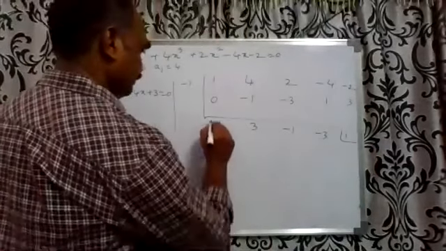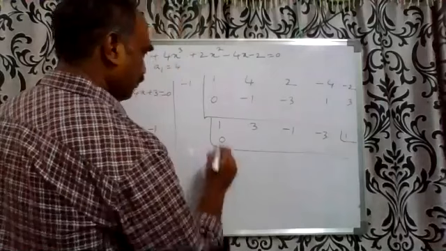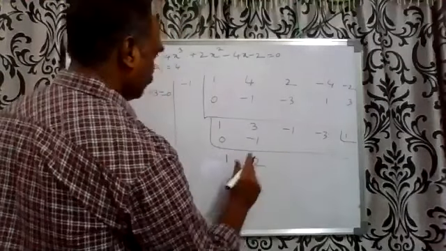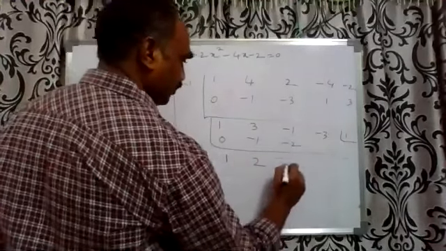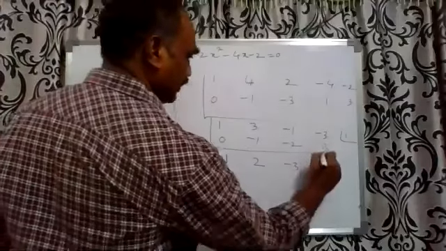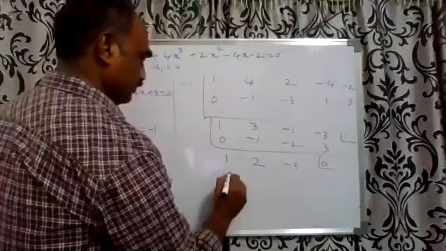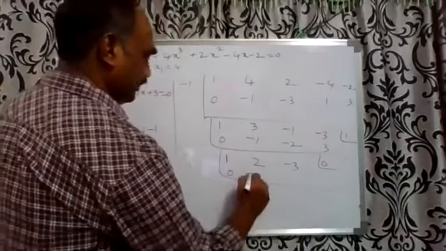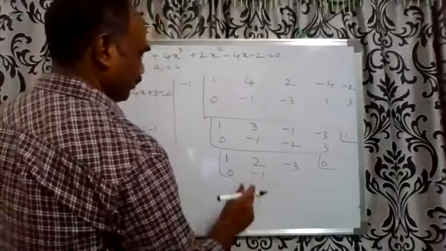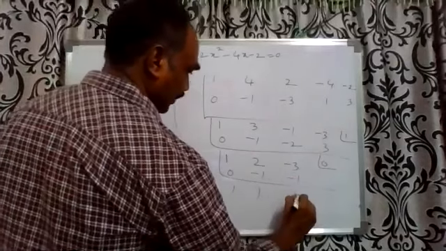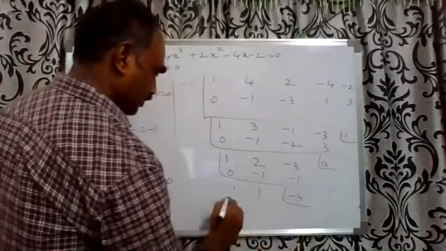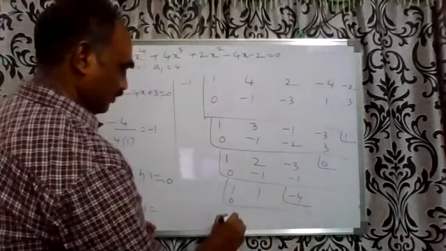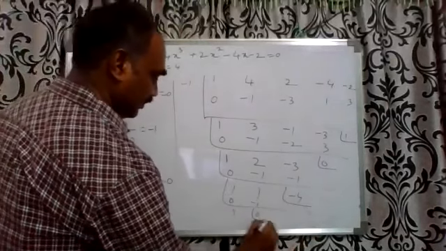Next 0, 1, 1 into minus 1, 3 minus 1, 2, 2 into minus 1, minus 2, minus 3, minus into minus plus 3, here 0. 1, 1 into minus 1, minus 1, 2 minus 1, 1, 1 into minus 1, here minus 4, 0, 1, 1 into minus 1, 0.